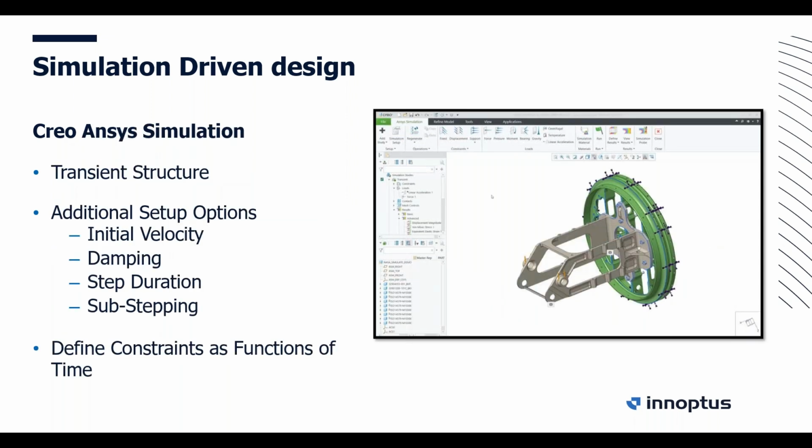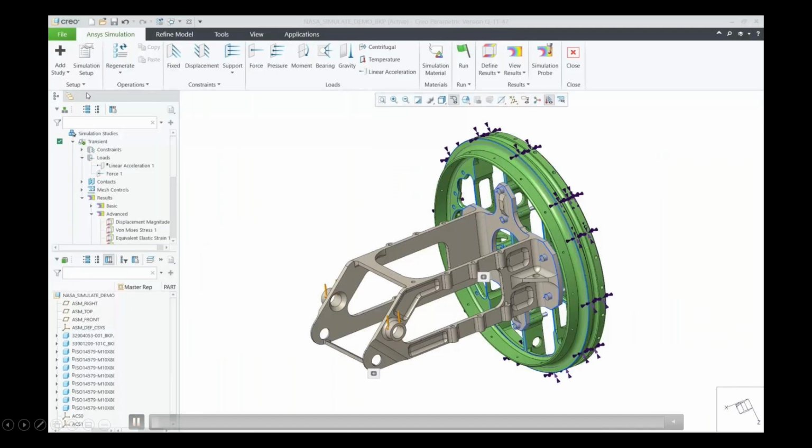Creo ANSYS Simulation: a transient structure is also added to it with different setup options that you can use. And you can also define constraints as functions of time, depending on how you want to do that.